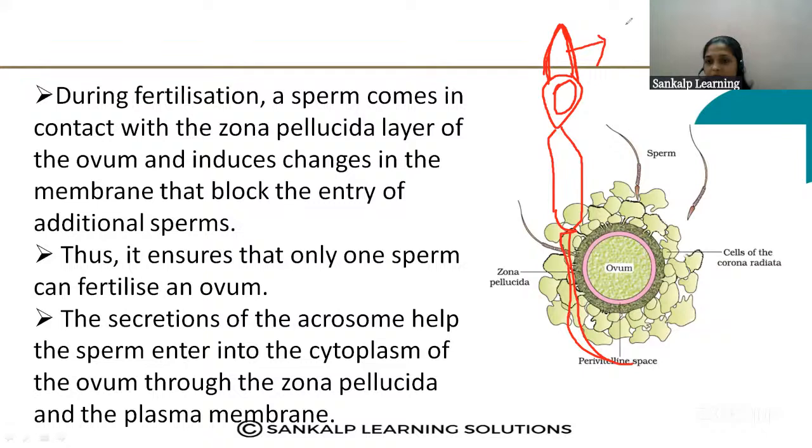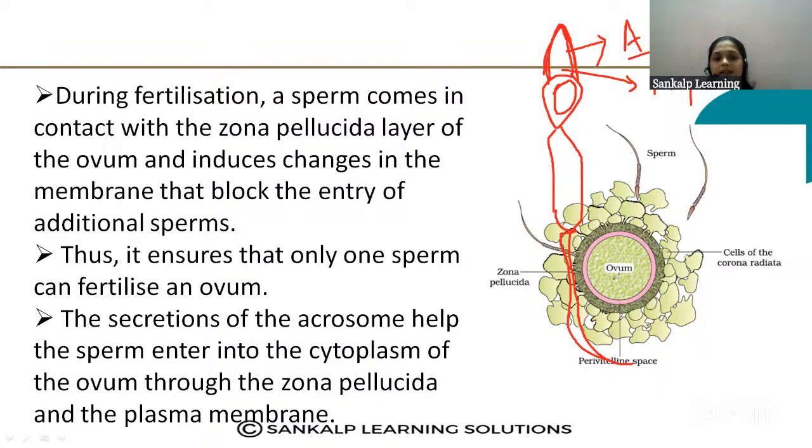What is it called? That is called the acrosome. This acrosome part helps for the penetration of the ovum, because it contains some hydrolytic enzymes. Yes, acrosome, correct answer.